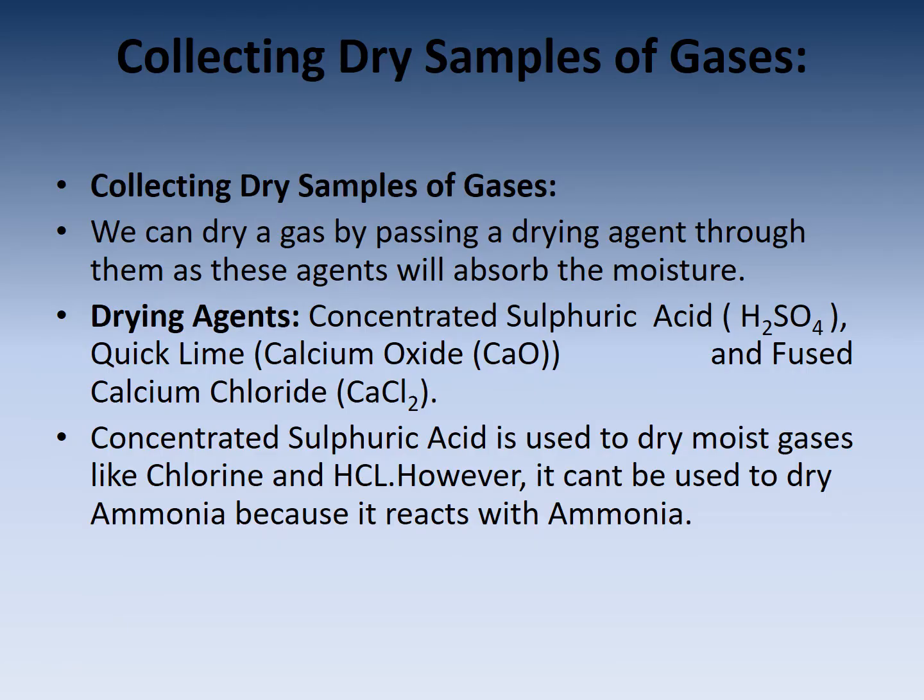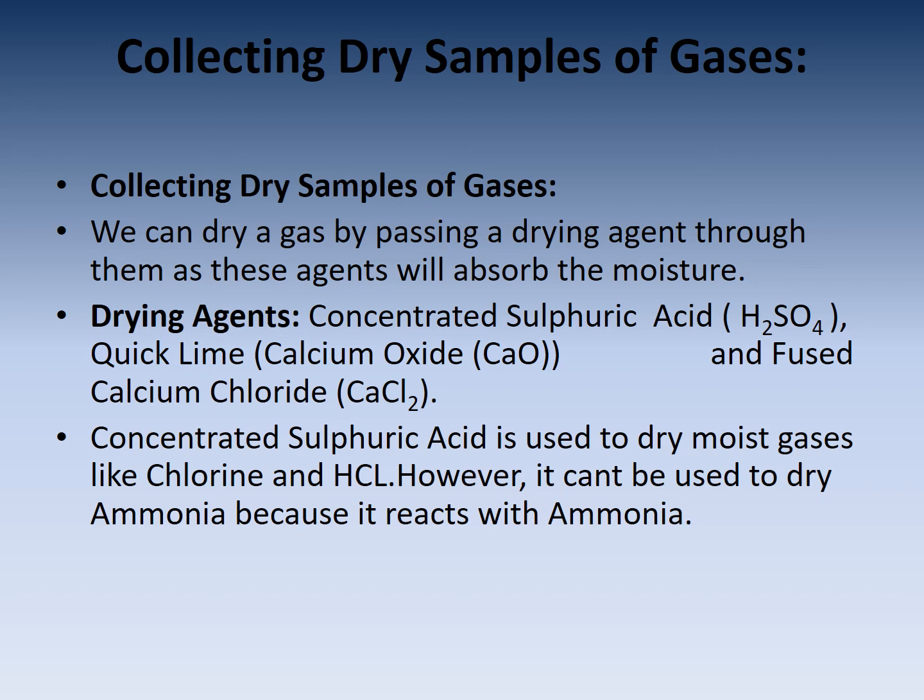Collecting dry samples of gases. Now let's discuss how to collect dry samples of gases. We can dry a gas by passing it through a drying agent, as these agents will absorb the moisture. The common drying agents are concentrated sulfuric acid, quicklime, formula calcium oxide, and fused calcium chloride. One very important point: concentrated sulfuric acid is used to dry moist gases like chlorine and hydrogen chloride. However, it cannot be used to dry ammonia because it reacts with ammonia.